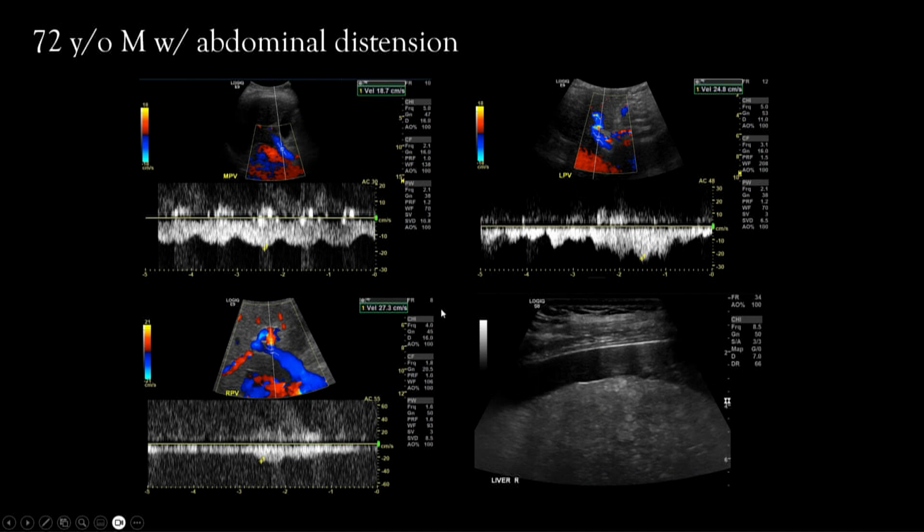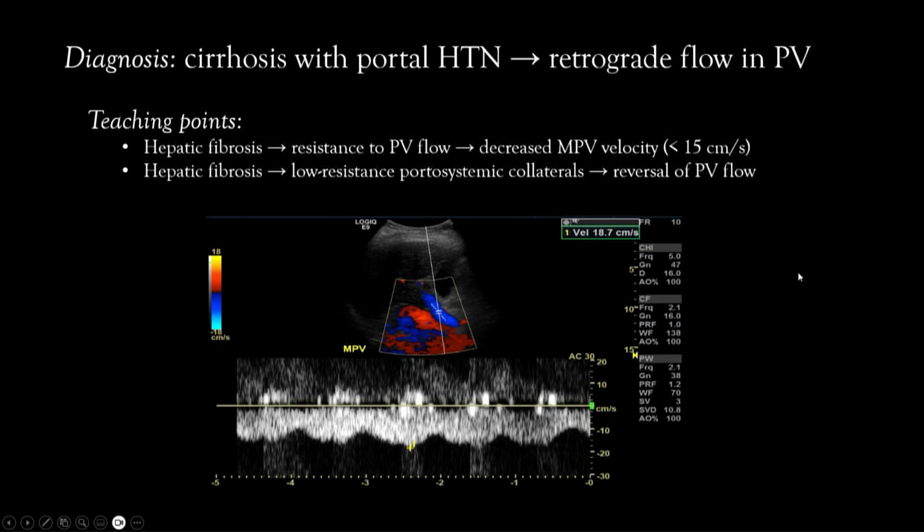Okay, going on to another case here. It's a patient with abdominal distension, where when we look at the main portal vein, we see an issue, and here we see the blood flow is hepatofugal, or away from the liver, rather than hepatopetal, or into the liver. We look at the right and the left branch portal veins, and they're both reversed as well. In terms of the reason for this, we look at the liver, we see ascites, and we see some surface nodularity. So this is a patient with cirrhosis and portal hypertension, giving rise to that retrograde flow in the portal vein.